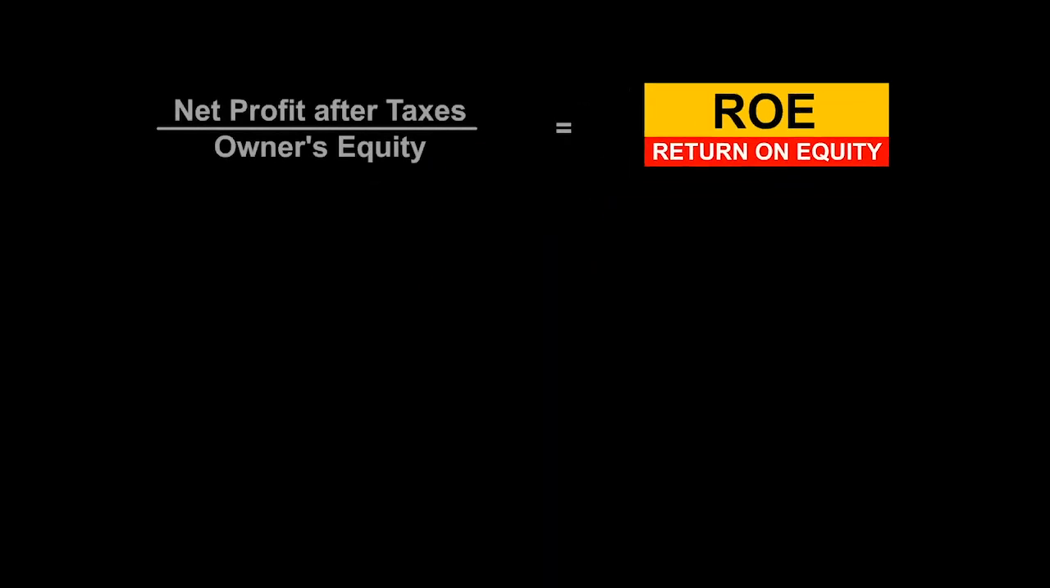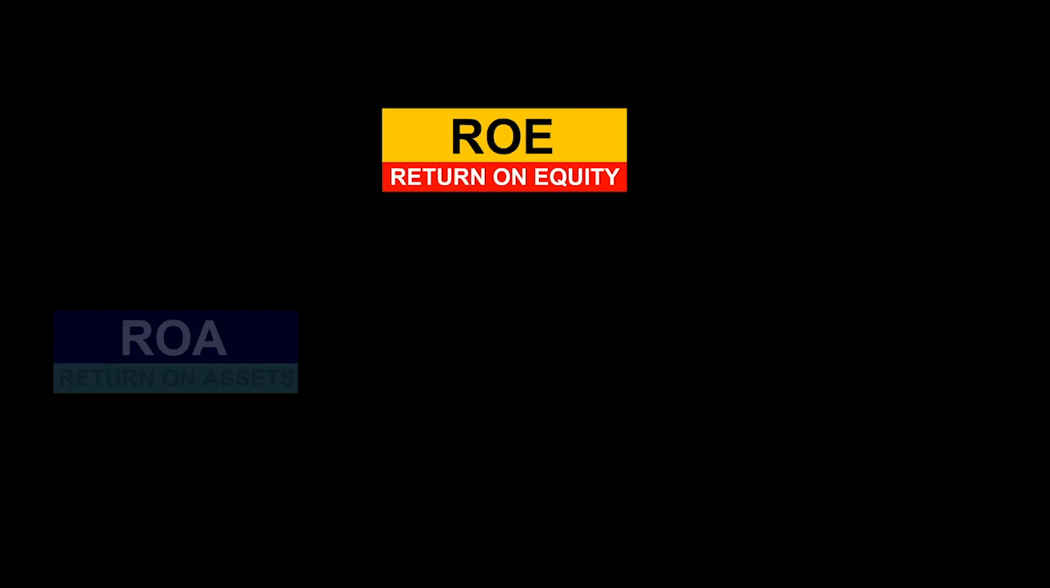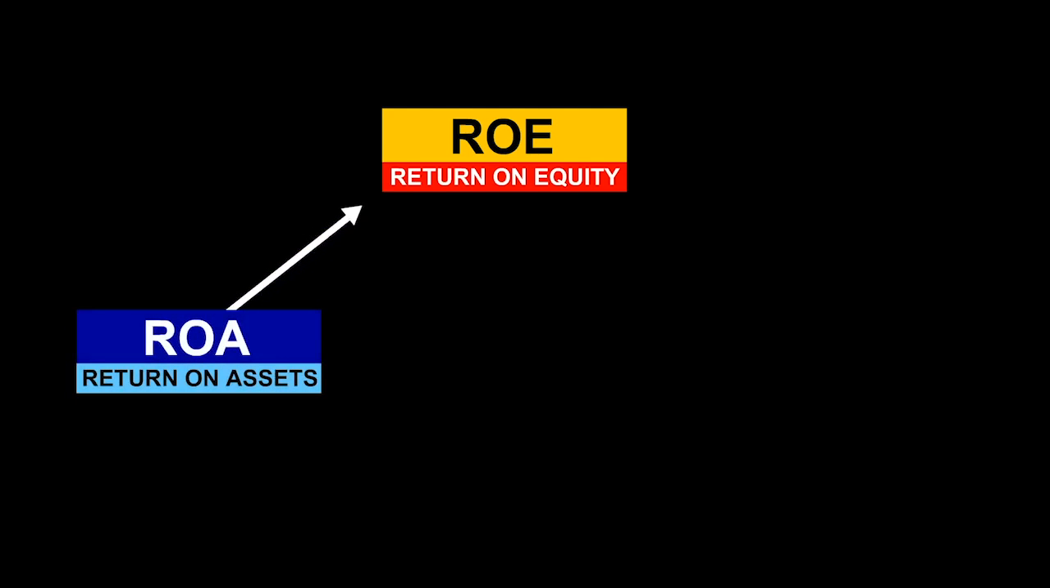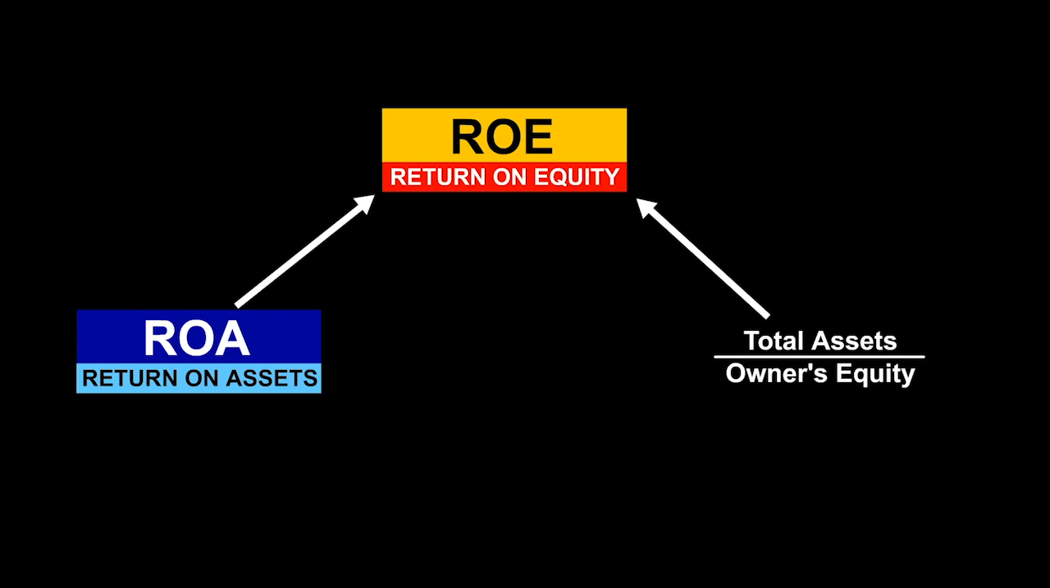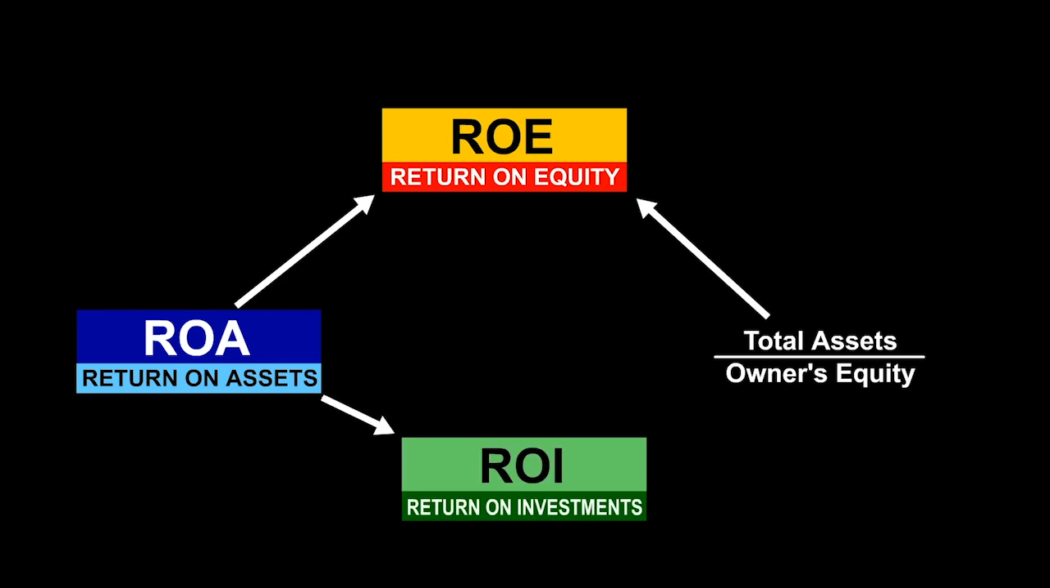Return on equity derivation. As far as stockholders or owners are concerned, the most relevant ratio is the return on equity ratio, or ROE, which relates net profit to owner's equity. The ROE is actually the joint effect of the return on asset ratio, or ROA, and the total assets over owner's equity ratio. ROA relates net profit to total assets. ROA is actually the equivalent of return on investment, or ROI, since the enterprise invests in assets.